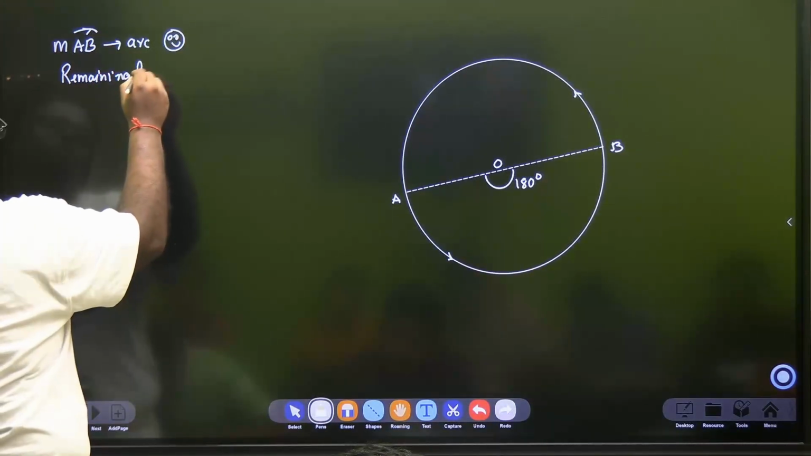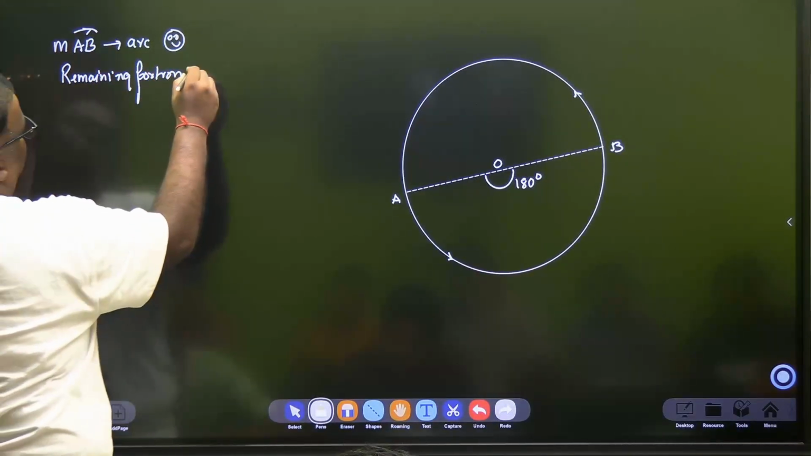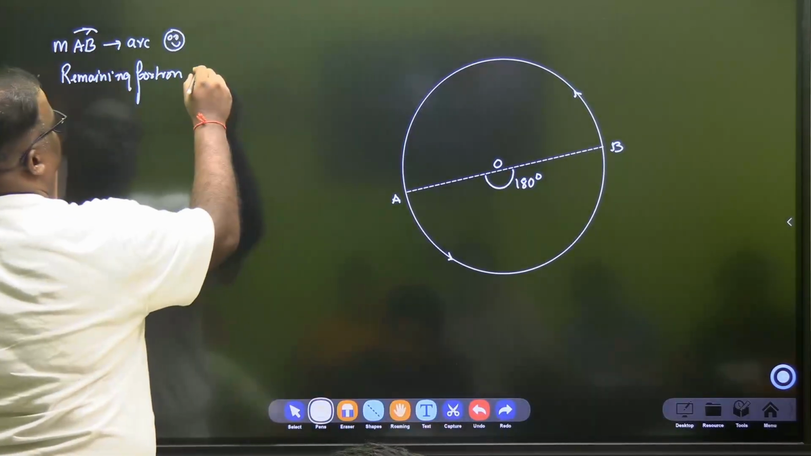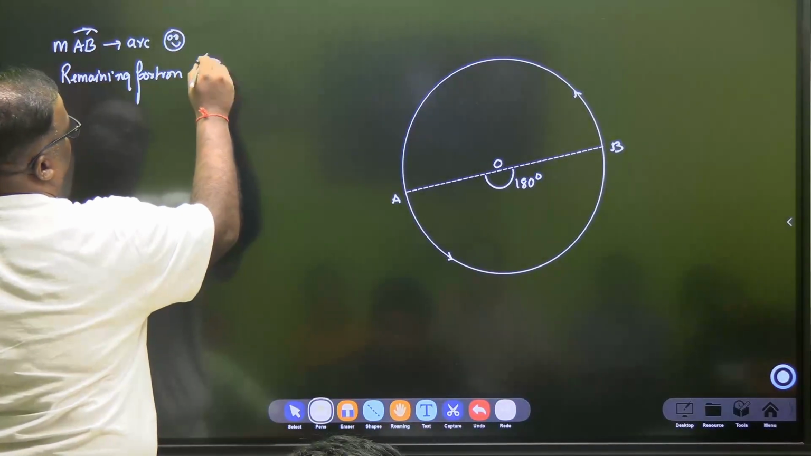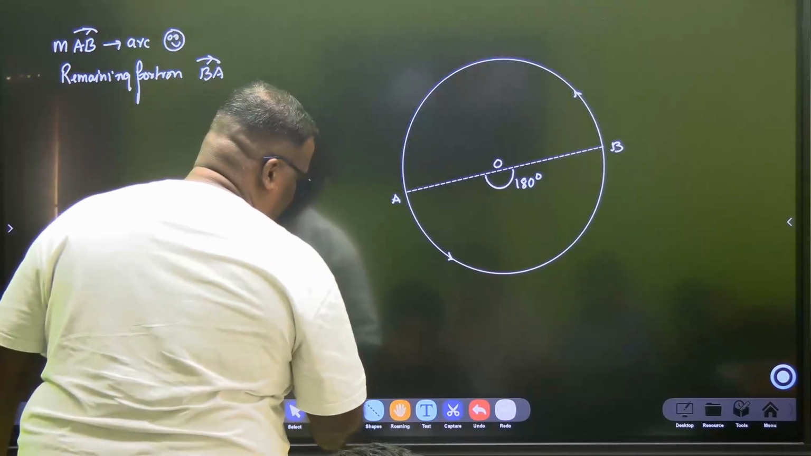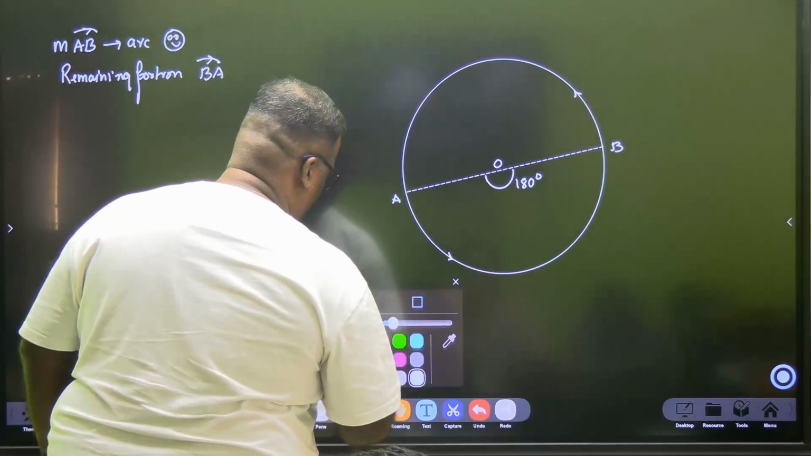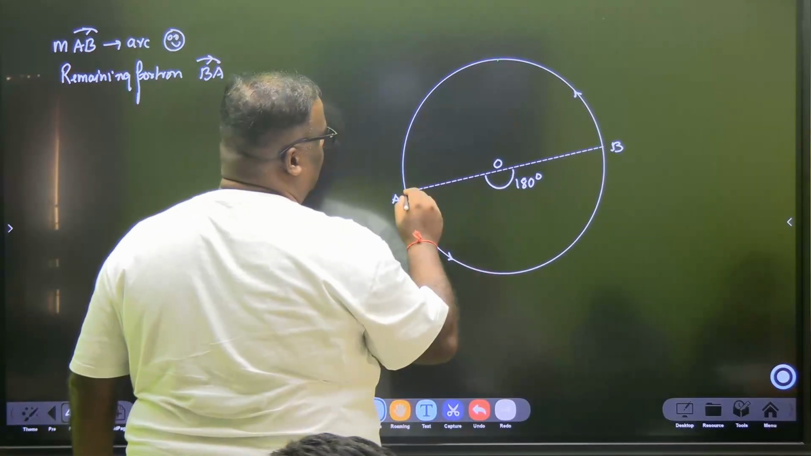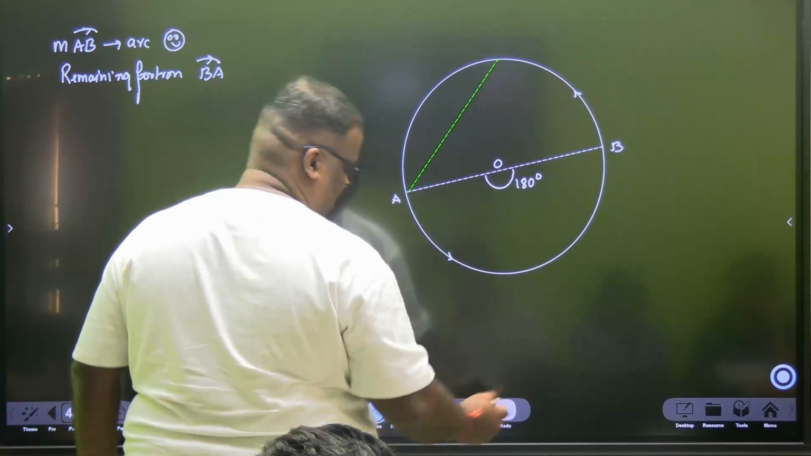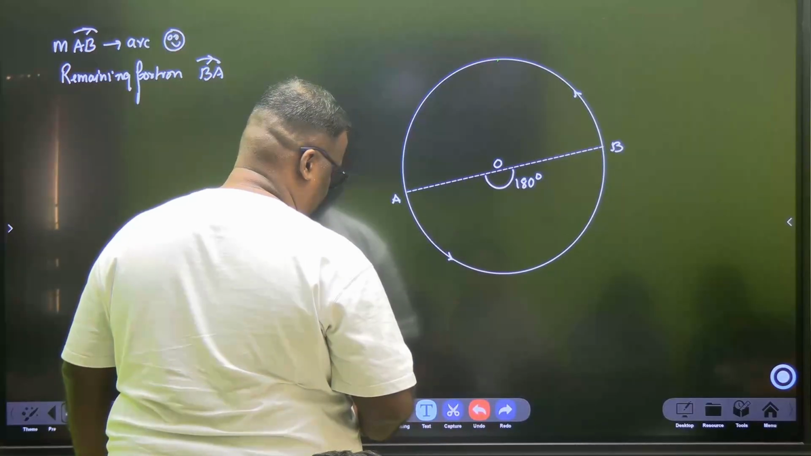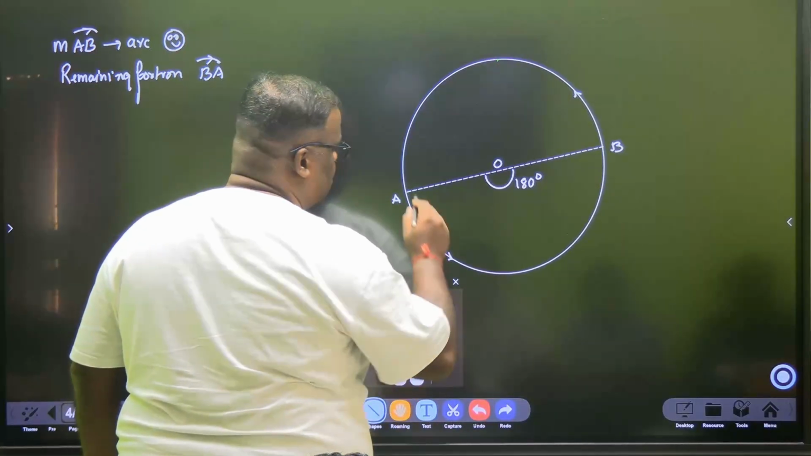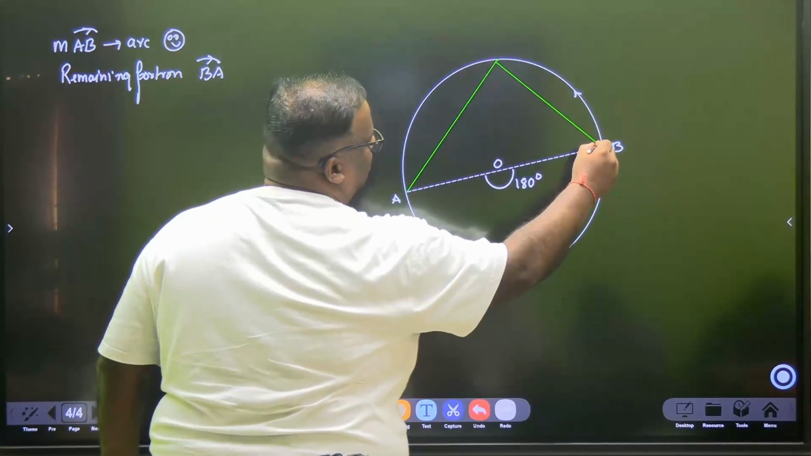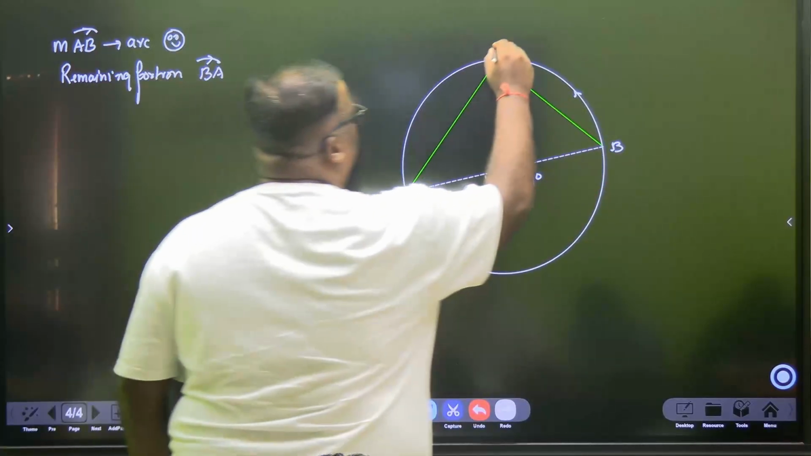Remaining portion. The remaining portion must be the arc BA. So BA is my remaining portion. Then what do I do? Fix any point of your choice on BA. Let's take this as my point. Agreed? Fix this as my point. So this is my point, and let's say this is my point P.